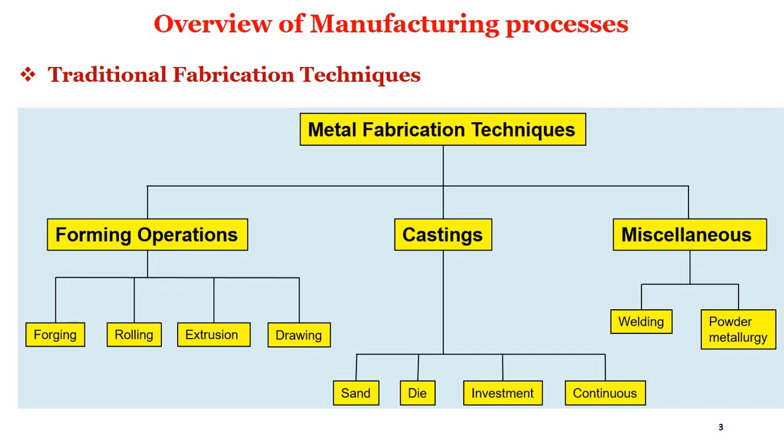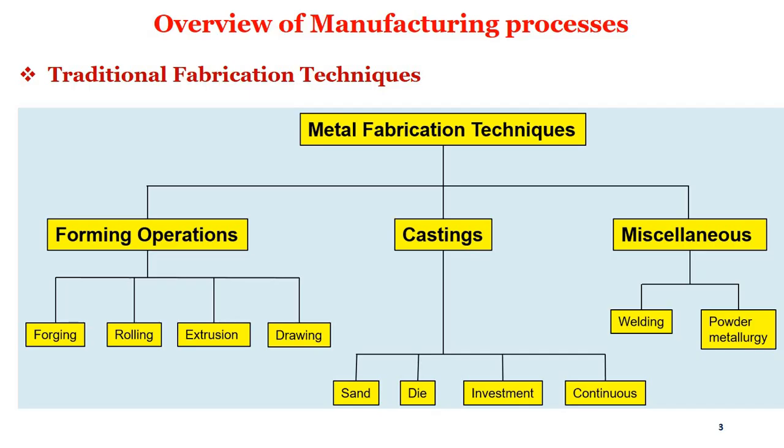Second is the casting process. In casting, first we heat the material. After heating, the metal is melted, so we pour the molten metal into the die cavity. It can be classified into sand casting, die casting, investment casting, and continuous casting. Sand casting is the traditional process, where we use green sand and prepare the mold cavity. After preparing the mold cavity, we pour the molten metal into it.